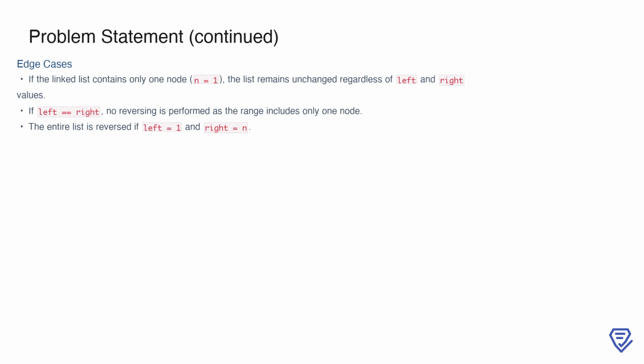If the linked list contains only one node, meaning n equals 1, the list remains unchanged regardless of the values of left and right, since there's nothing to reverse. Similarly, if left is equal to right, the range includes only one node, so no reversing is performed. On the other hand, if left is 1 and right is equal to n, the entire linked list is reversed. These cases highlight the importance of considering both small inputs and scenarios where the range spans the full list.